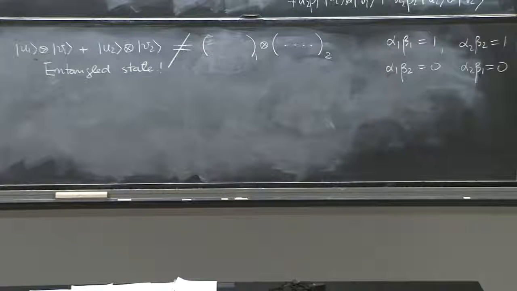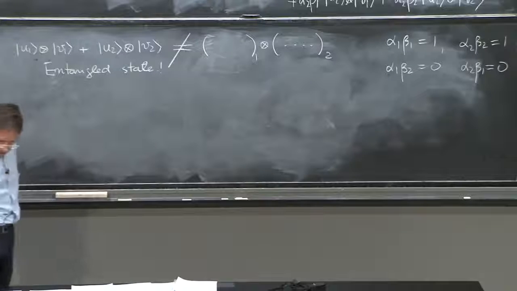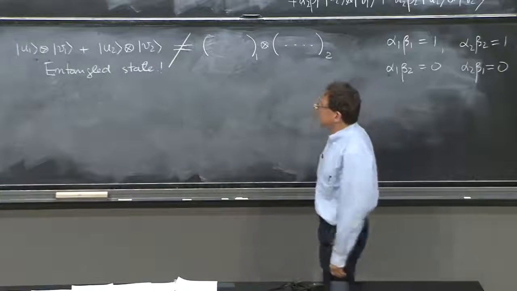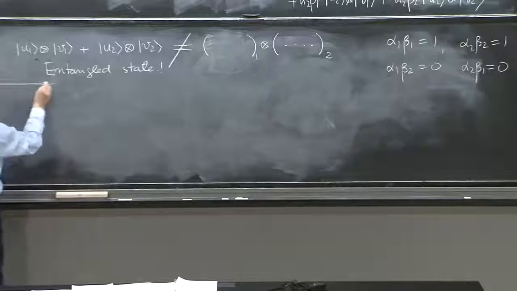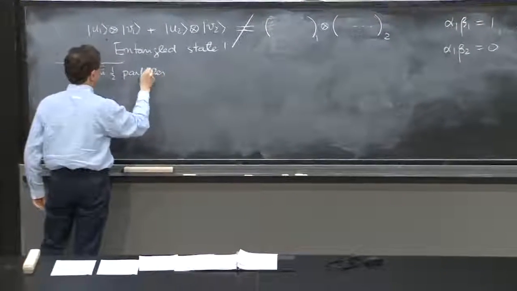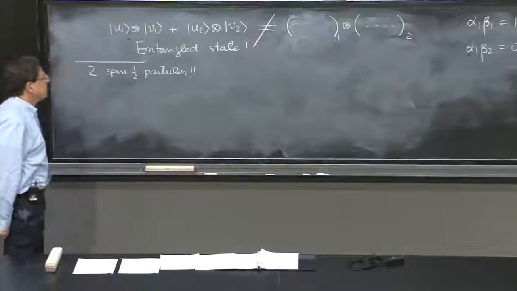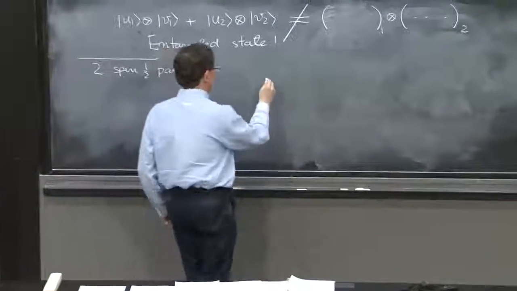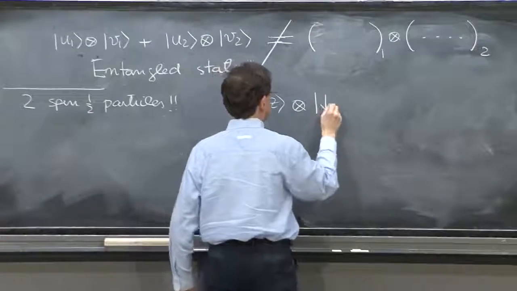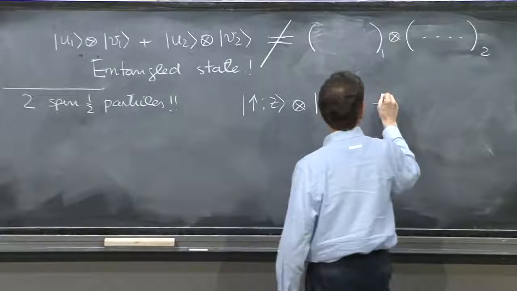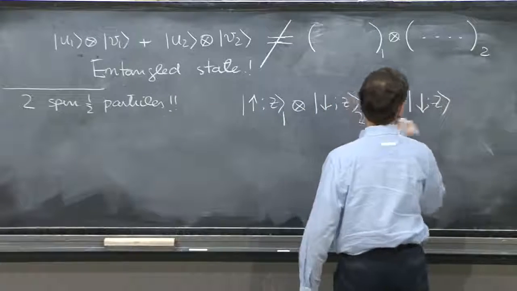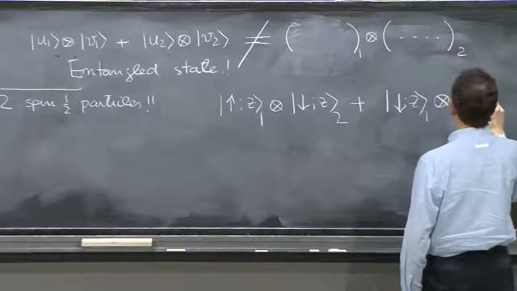And then we can build entangled states, and they are very strange states. So with two particles with spins, for example, we can build an entangled state of two spin 1/2 particles. And this state could look like this. The first particle is up along Z, and the second particle is down along Z, plus a term where the first particle is down along Z, but the second is up along Z.